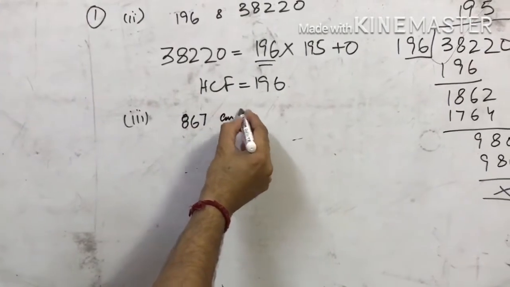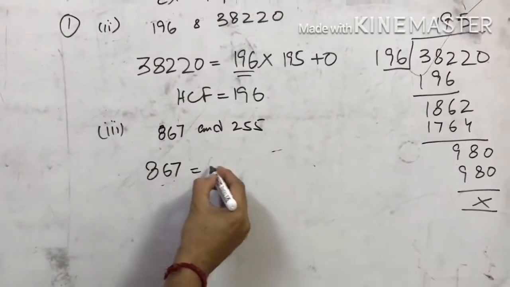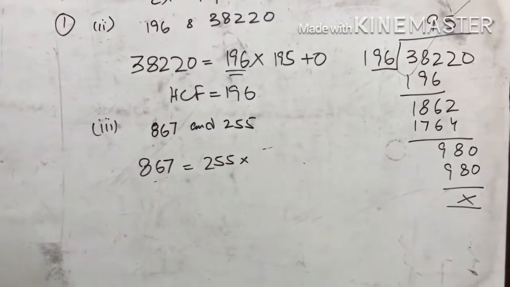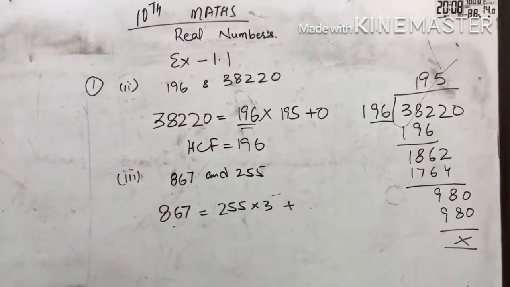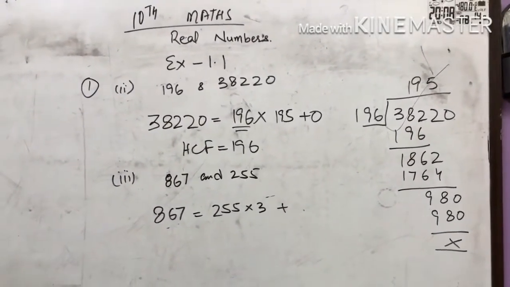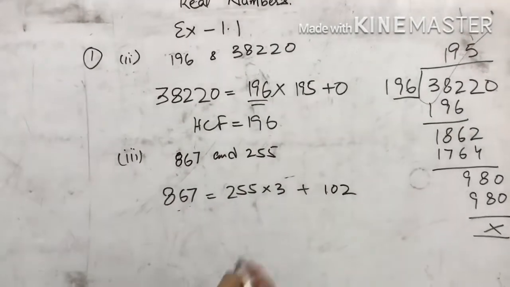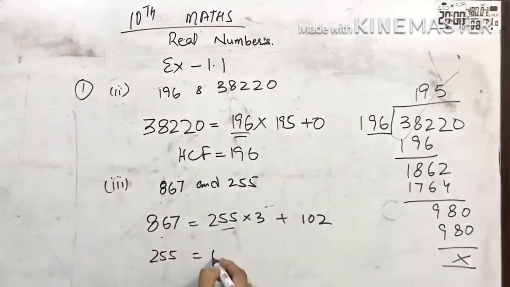Part number 3. 867 and 255. So the bigger number is 867. It will be 255 multiplied by, suppose, 3. And what should be the remainder? You can do it on rough paper and find out. So now this 255 will come here. This remainder will come here.